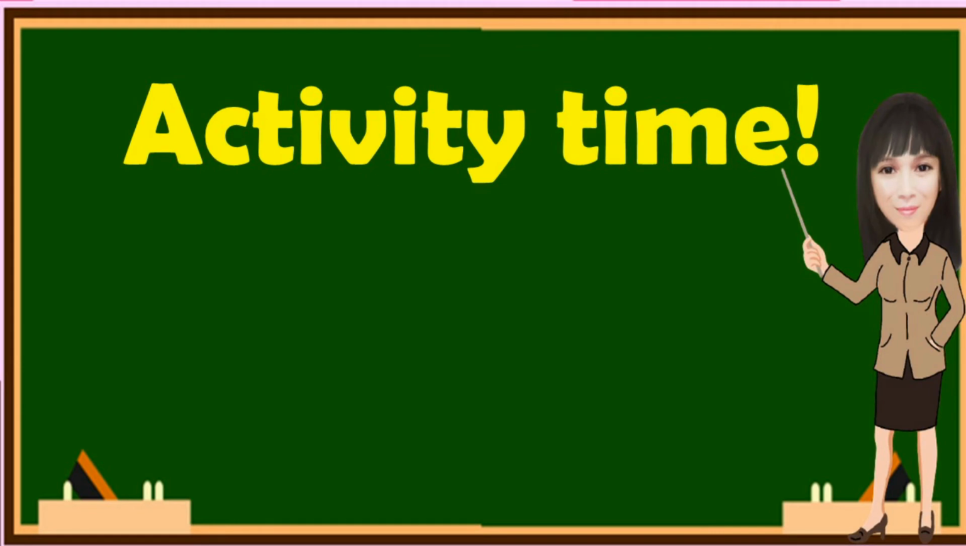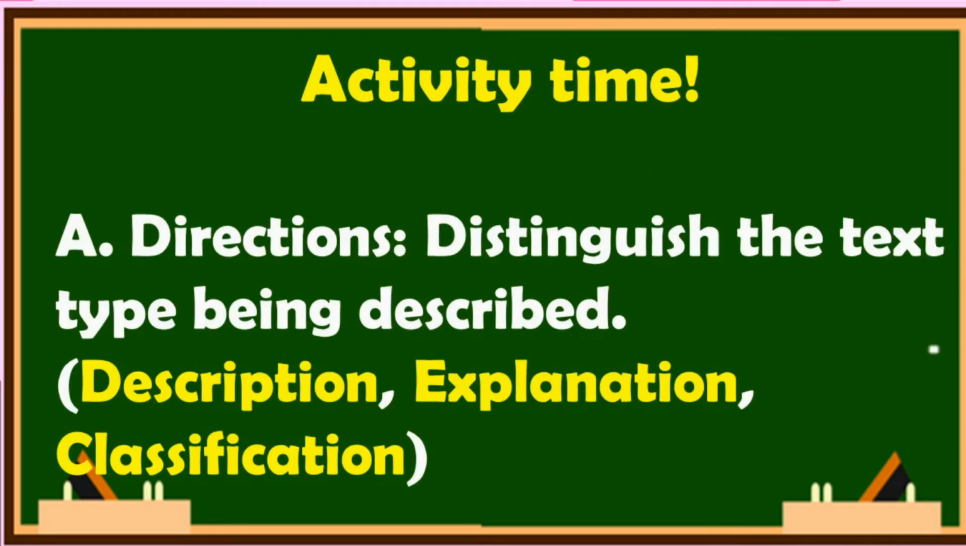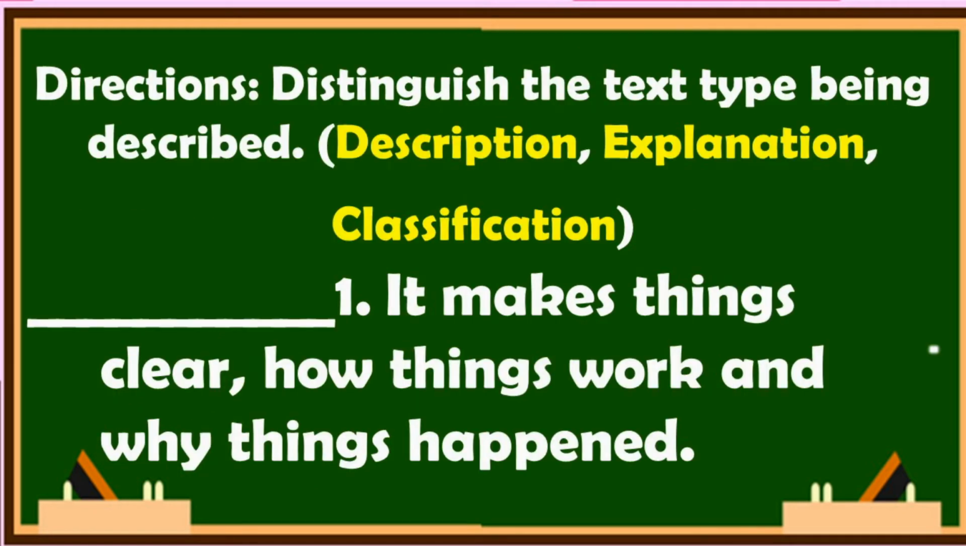Now it's activity time. Directions: distinguish the text type being described. You're going to write, is it description, explanation, or classification? Number 1, it makes things clear how things work and why things happened. The correct answer is explanation.